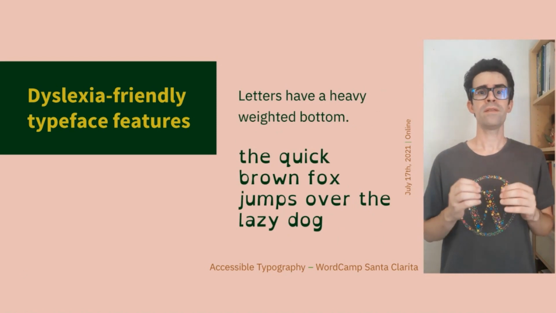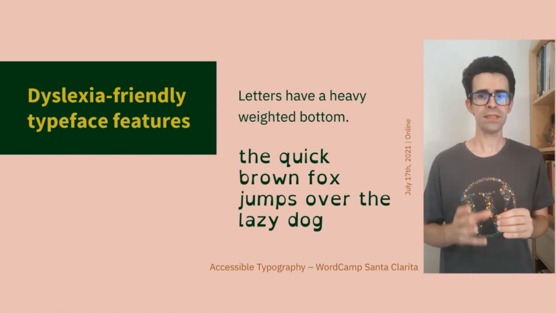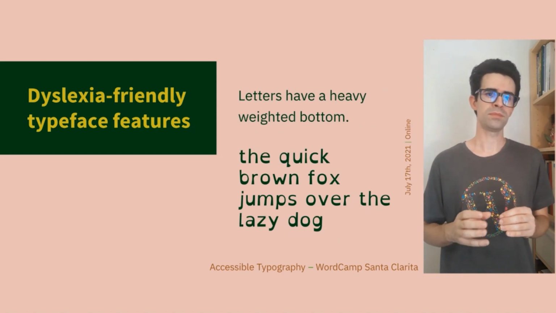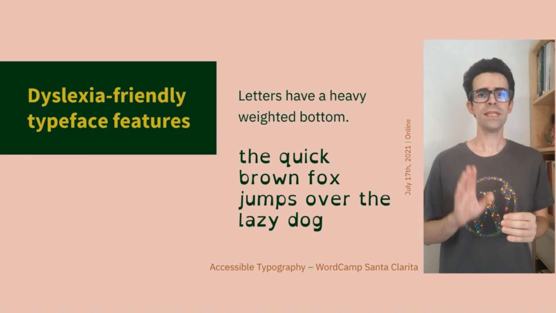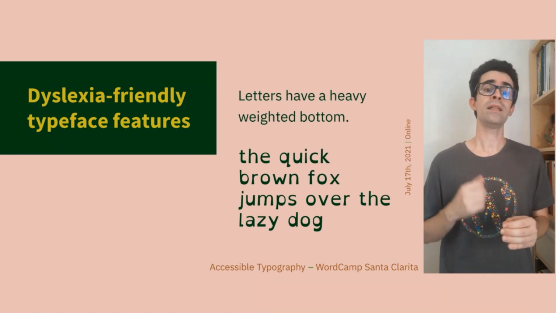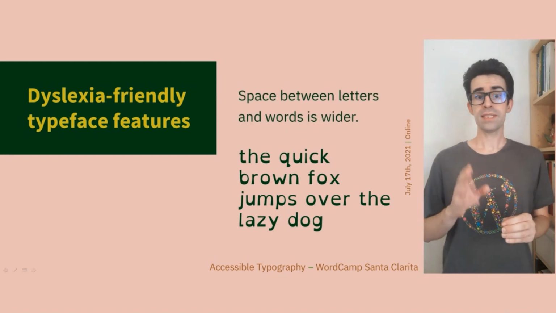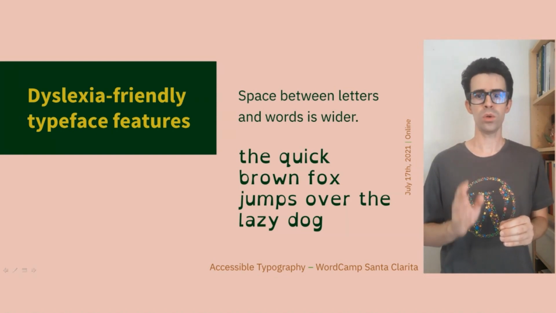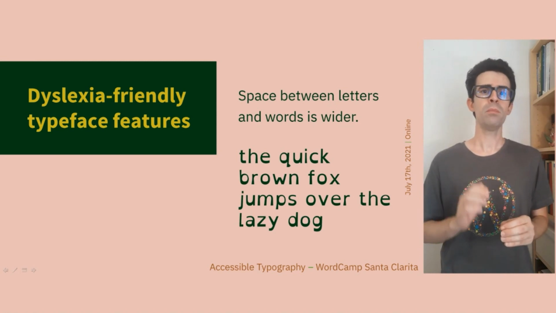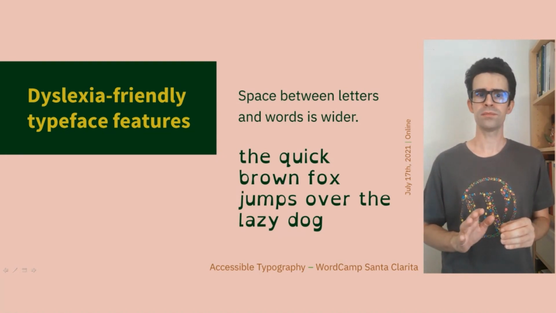But what is probably the most outstanding feature of dyslexia-friendly typefaces is that letters have a heavy-weighted bottom. The reason for such a choice is that, this way, it's easier to understand which side of the letter is supposed to be down, and helps preventing flipping even more. Finally, dyslexia-friendly typefaces tend to have a larger space between letters in a word, and an even larger spacing between different words. We are going to dig into this in a few moments.